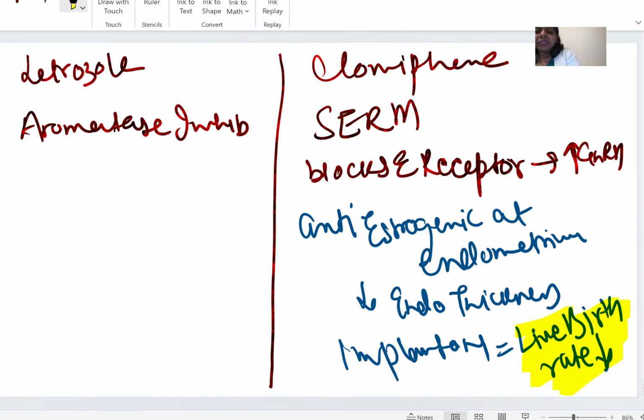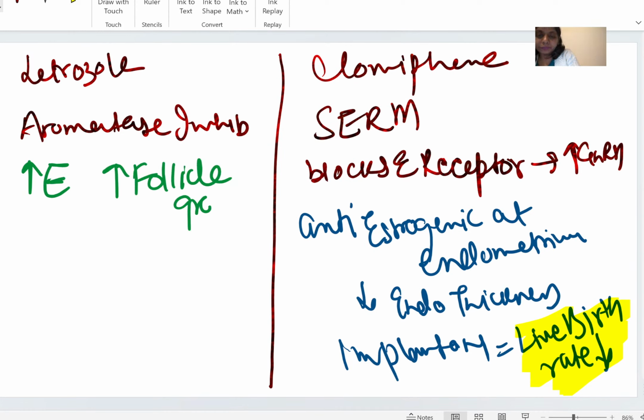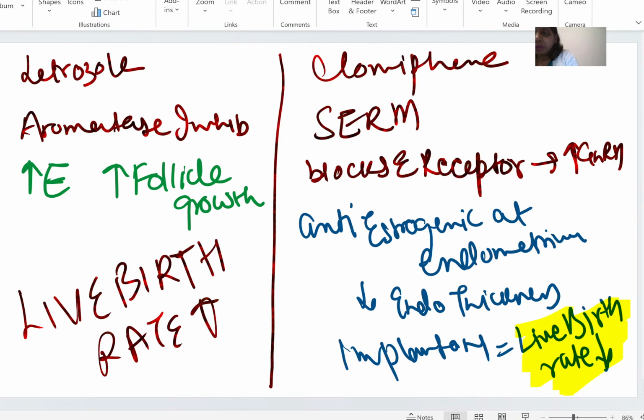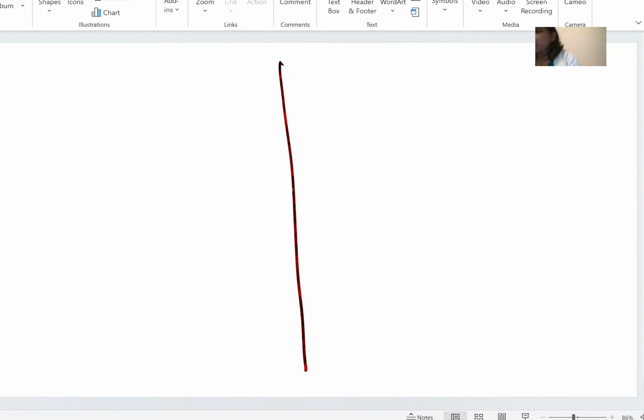Now, because letrozole is an aromatase inhibitor, it increases the estrogen and it increases follicle growth. Okay. Now you tell me that its live birth rate is very high. Its live birth rate is very high as compared to clomiphene. Okay. Now two more things.